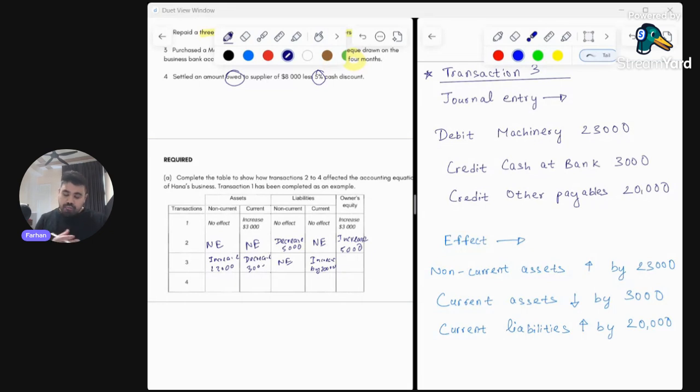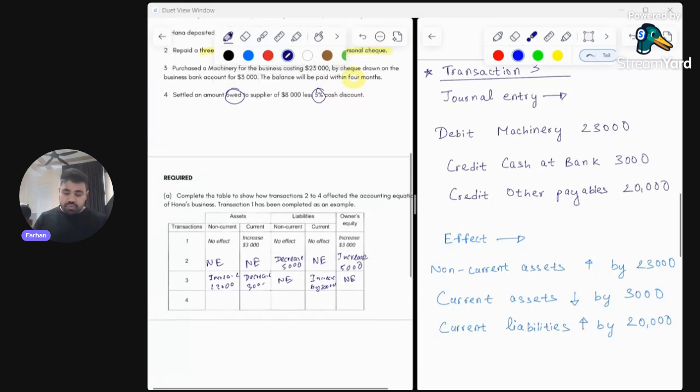All right. For the owner's equity, there is no effect, as you can understand based on the journal entry which we have done, and also the explanation on the effects for the accounting equation. All right. Okay. So the last transaction for today.